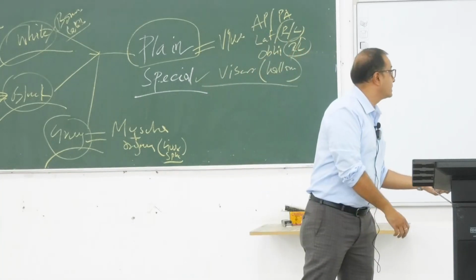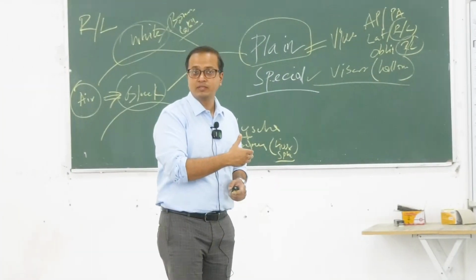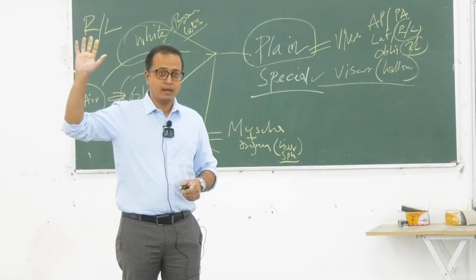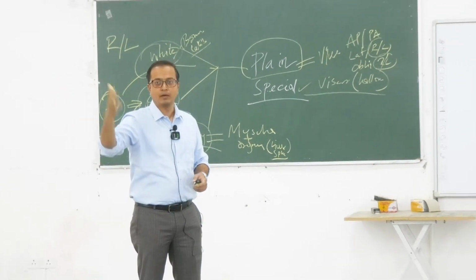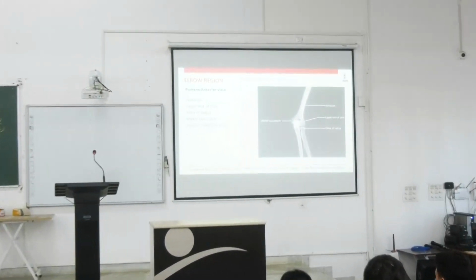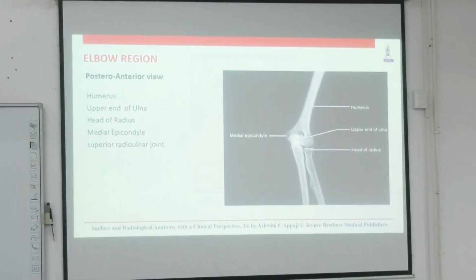So moving on to the next part. This region, same formula. What you are seeing here, is it a plain X-ray or a special X-ray? Plain X-ray, plain X-ray. All right. Then next, what view? Anterior-posterior or posterior-anterior view. You make up your mind what region this particular view is showing.